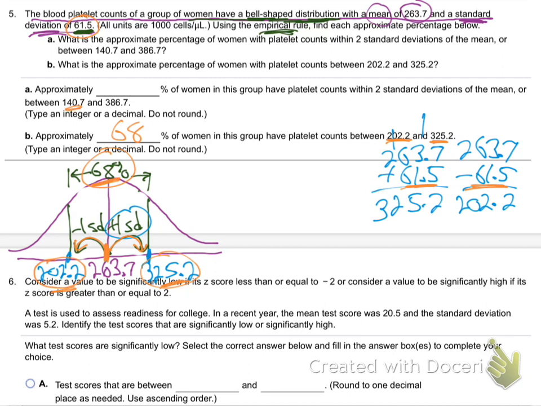What they did is they went one more standard deviation jump. So if you go one more, plus one more, keep using that standard deviation, 61.5. Do it one more time, you're going to get 386 point. Wait a minute. Oh, I'm sorry.